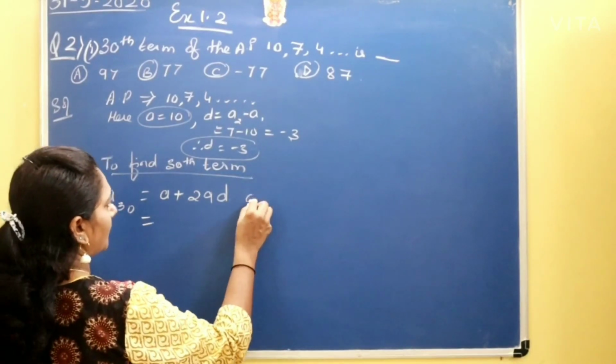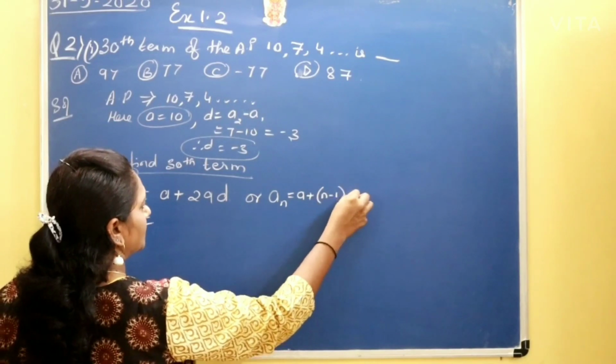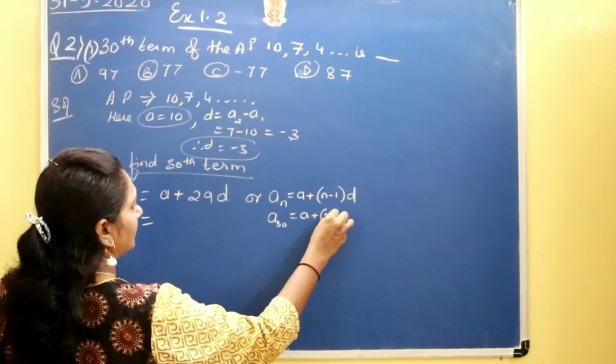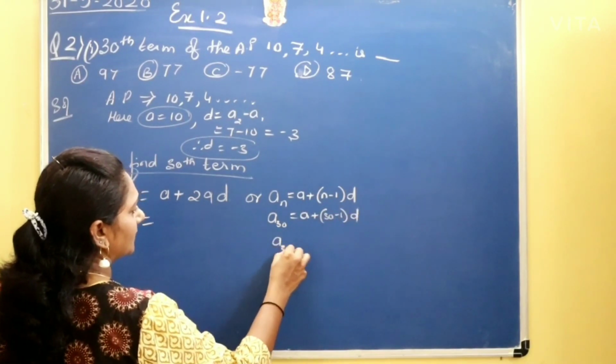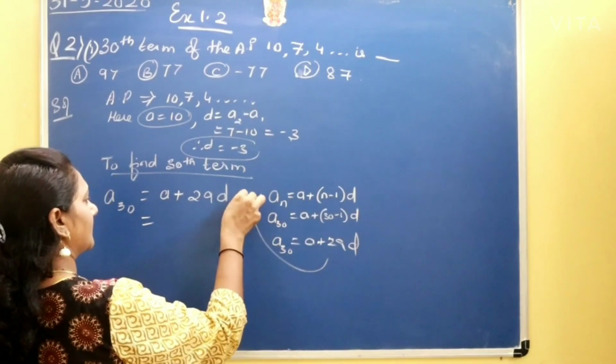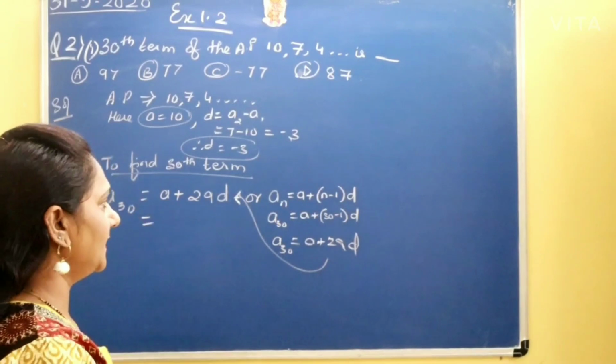You can use a_n is equal to a plus (n minus 1) into d. So a30 is equal to a plus (30 minus 1) into d. a30 is equal to a plus 29d. The same thing you get back here. So we can write a30 is equal to a plus 29d.